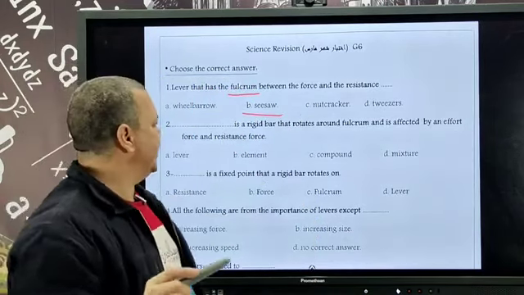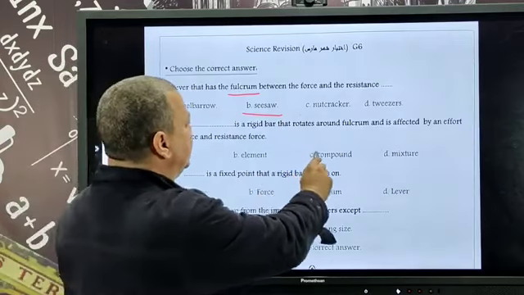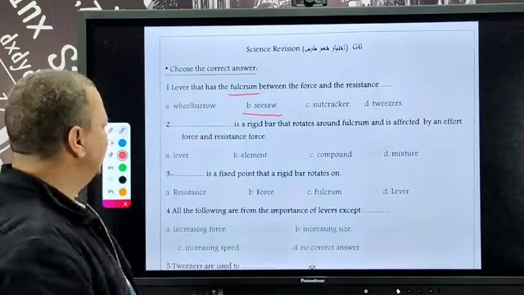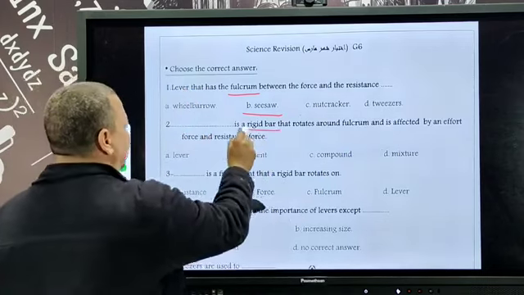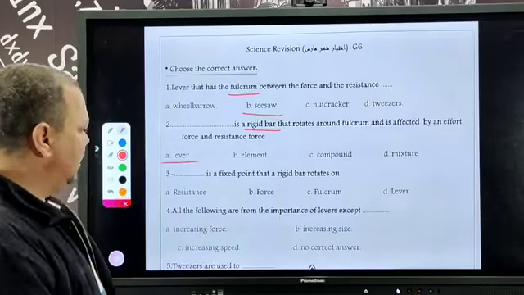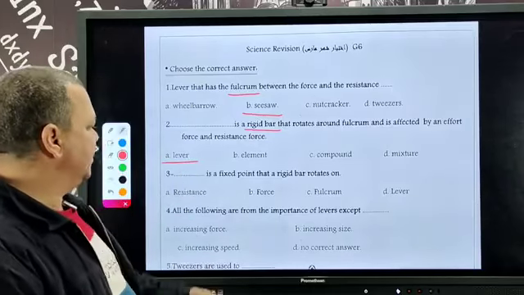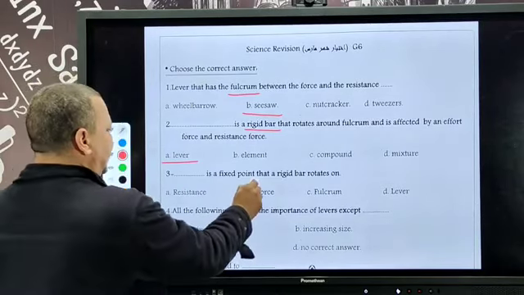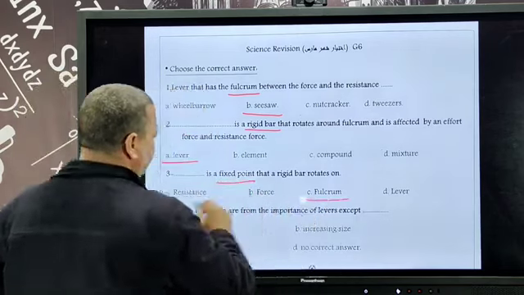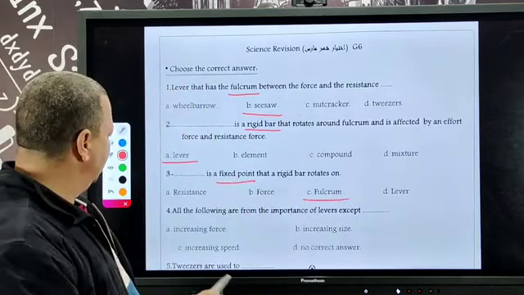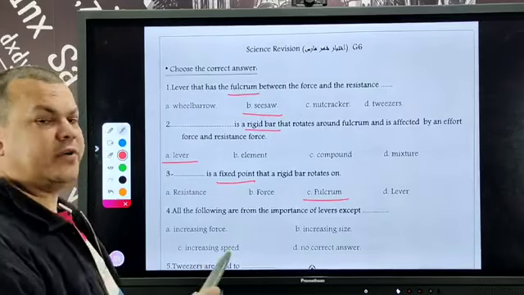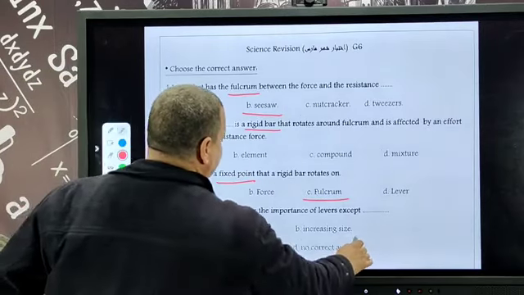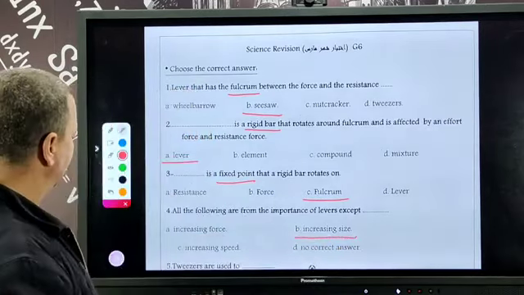السؤال الثاني: space is a rigid bar that rotates around fulcrum and is affected by an effort force and resistance force. ده طبعا اكيد الديفينيشن او التعريف بتاع الليفر. Number 3: space is a fixed point that a rigid bar rotates on. fixed point ده تعريف fulcrum. Question number 4: all the following are from the importance of levers except. كلها من أهمية الليفر ما عدا طبعا إنها بتعمل increasing size.